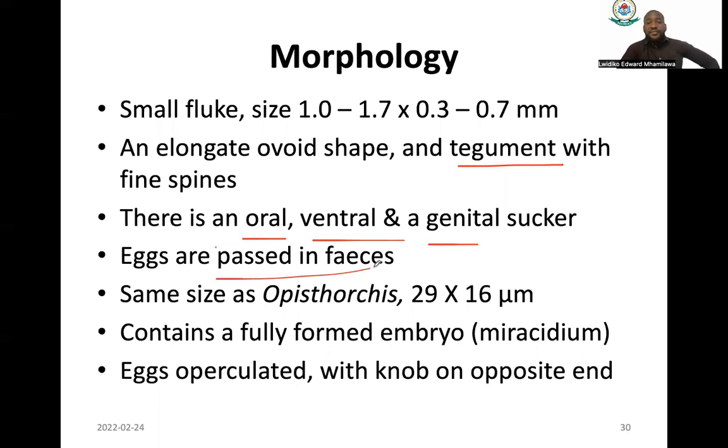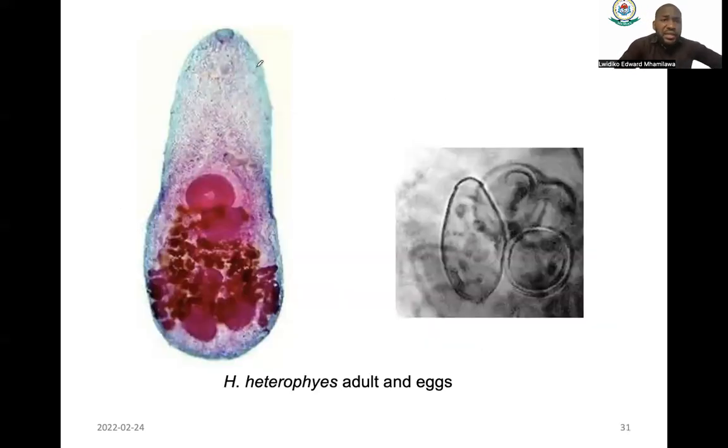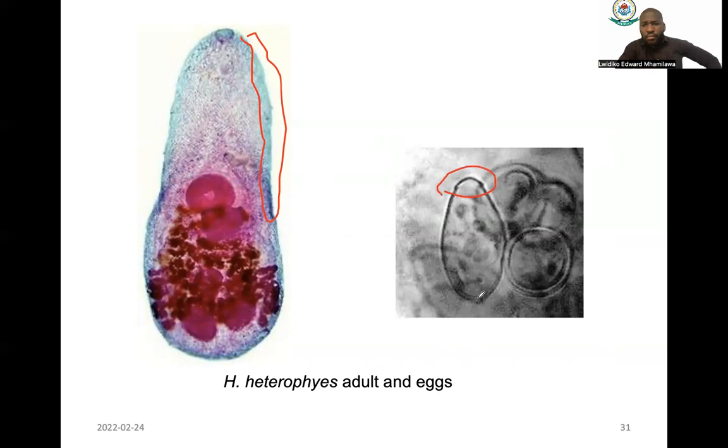And eggs are usually passed in feces. They are usually the same size as Opisthorchis and contain a fully formed embryo. So these are embryonated eggs. And then the eggs are operculated with a knob on the opposite end. You will see them here. So you can see the tegument has rough edges. You'll be able to appreciate on the skin here, if you look carefully, you'll see very fine spines. And this shape and size is similar to what you'll see in Metagonimus. And the eggs, you can see here, have a cap, which is operculated, and have a little knob on the side.